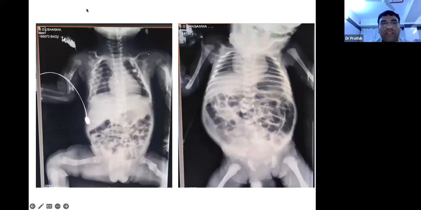Okay, just two X-rays. Can anyone tell? First, we'll concentrate on the left X-ray. So, can you tell what is there in this X-ray? What abnormality can you see?